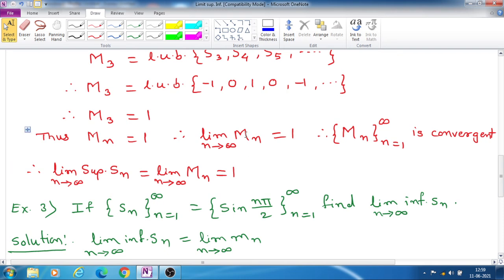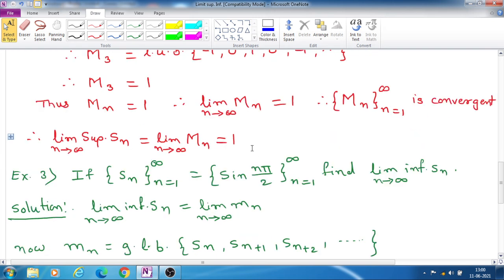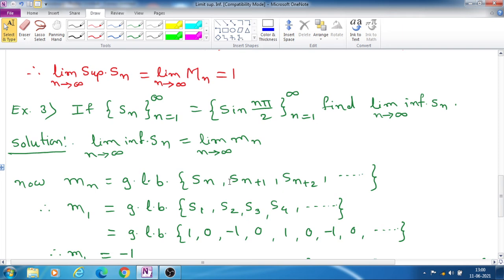Therefore limit of mn as n tends to infinity means limit of 1 as n tends to infinity, and it is equal to 1. Therefore this mn sequence is convergent. Since the limit of mn is finite, the sequence mn is convergent, and therefore if the sequence mn is convergent, then limit supremum of Sn is equal to limit of mn, which is equal to 1. Similarly, you can find the limit infimum of this sin n pi by 2.